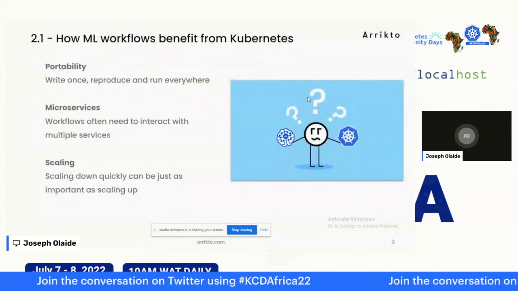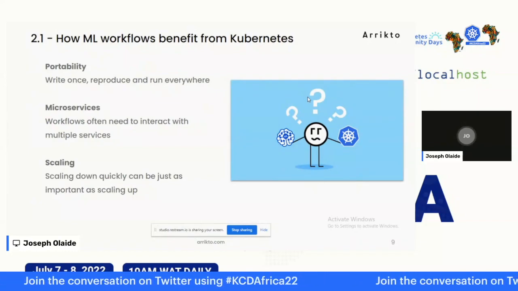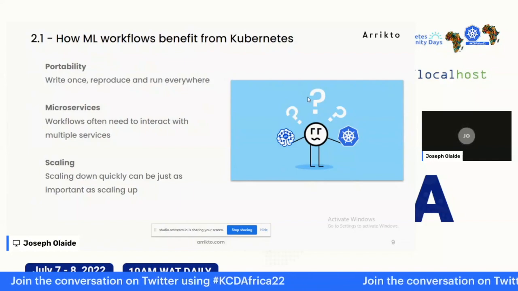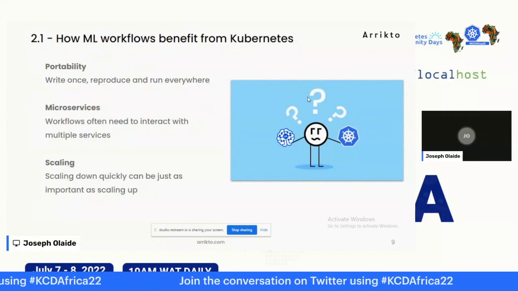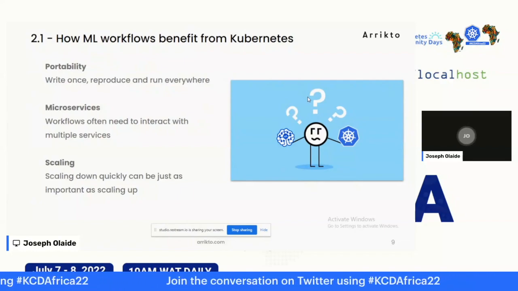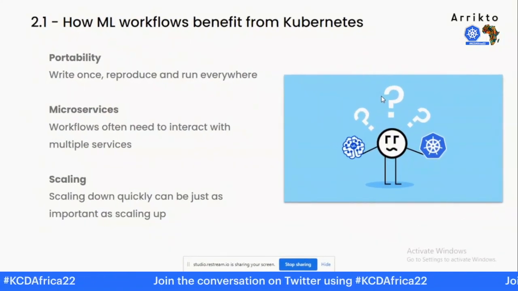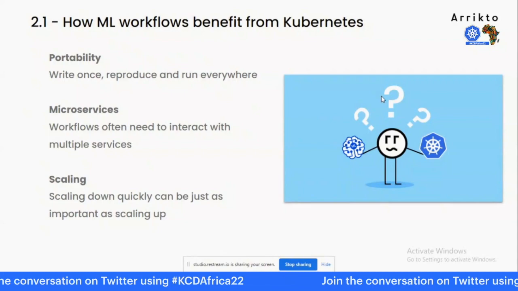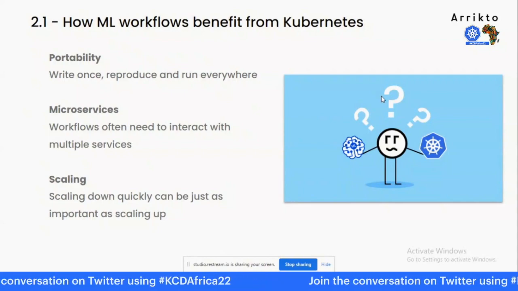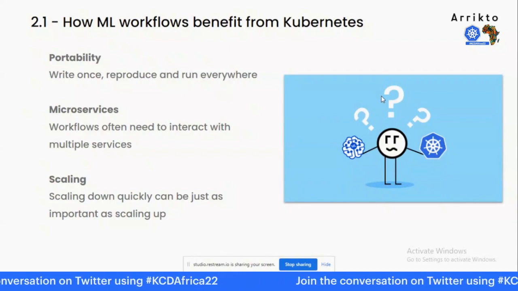So let's go to the Kubeflow overview. To start with, I'll give a summary of what Kubernetes is all about and why Kubeflow KALE is built on top of Kubernetes. One of the key benefits Kubeflow KALE leverages from Kubernetes is portability, microservices, and scaling. When we talk about portability, we're talking about being able to create a program somewhere and reproduce the same program elsewhere, not having environment issues or dependency issues. With microservices, workflows often need to interact with multiple services, and Kubernetes offers these services. So we have scaling.